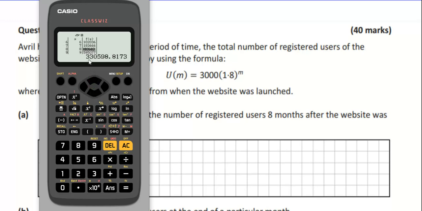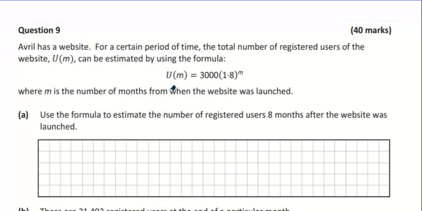After 8 months, there's 330,598 users. Got that? You'd round off to the nearest whole number. You either have a full person or you don't. So there can't really be decimals there. Okay? So, all we need to do is go 3,000 multiplied by 1.8 to the power of 8, is it? And what do we say it was again?